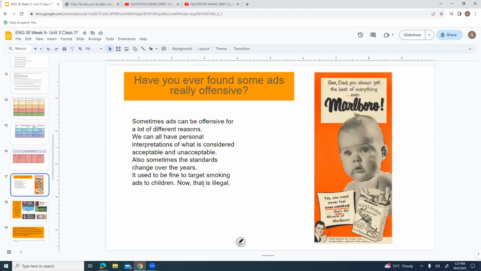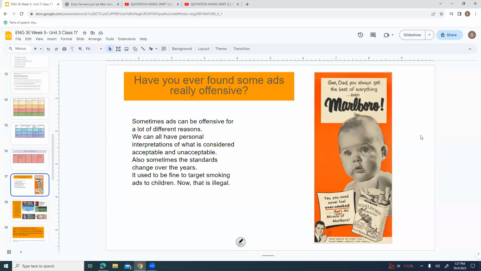Okay. So we're talking about ads today, and I was just thinking, to start off, have you ever found some ads really offensive? Sometimes ads can be offensive for a lot of different reasons. We can all have personal interpretations of what's considered acceptable and unacceptable. And sometimes the standards change over the years. For example, it used to be fine to target smoking ads to children, and now that's illegal.